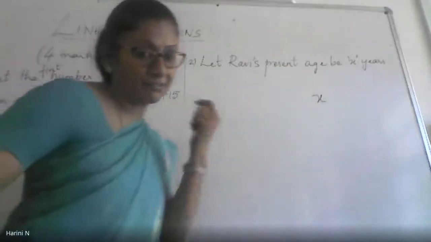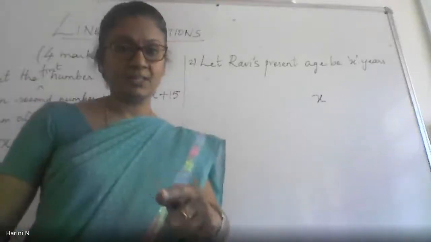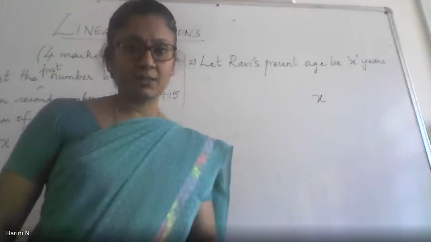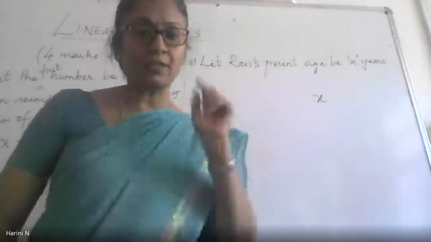Ma'am, 15x. 15 plus x. See, there is a confusion. Is it 15x or 15 plus x? That's why I gave the plus x example, ma'am. Your own age: you are 13 years old today. After 5 years, will you be 13 plus 5 years old or 13 into 5 years old?